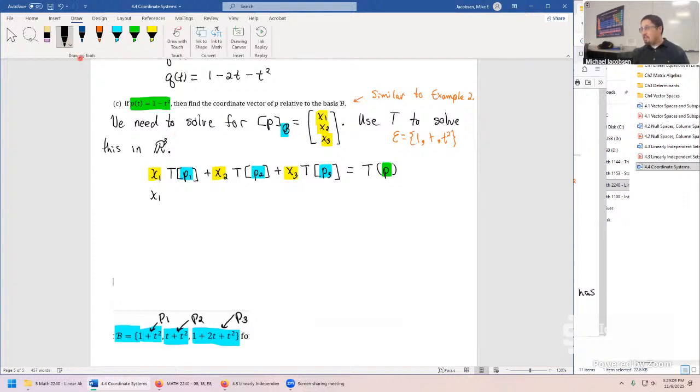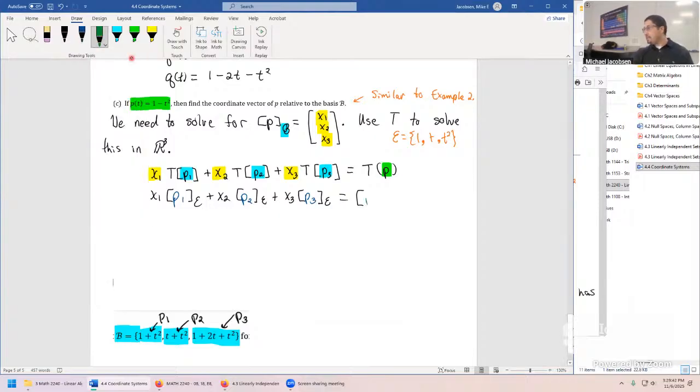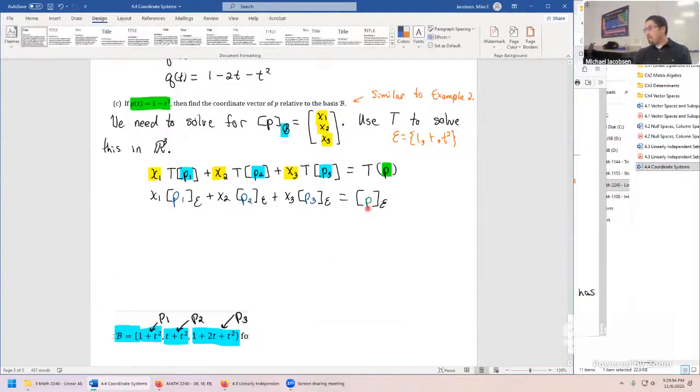So this could rewrite as x1 times the coordinates of P1 relative to the basis E, plus x2 times the coordinates of P2 relative to basis E, the standard basis, written over here in the corner, plus x3 multiplying the coordinate vector of P3 relative to the standard basis E, is equal to the coordinates of the vector P. That's the original polynomial on the top. We want coordinates relative to this given basis at the very bottom. But we're pulling coordinates of the original polynomial relative to the standard basis E. So all I've done is output what the transformation T does. It gives us these coordinates.